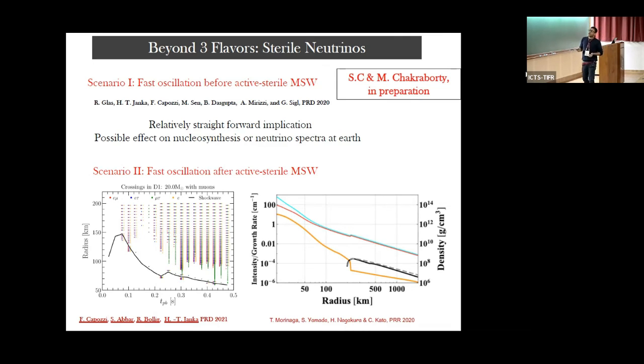So in these two scenarios, as you can see, these fast oscillations are happening pretty far away. Of course, sterile neutrinos cannot take part in this fast oscillation, because it comes from neutrino-neutrino interaction, and these kinds of interactions are not there for the active-sterile case. But the way the sterile neutrinos can take part is by oscillation, and that's the MSW oscillation.